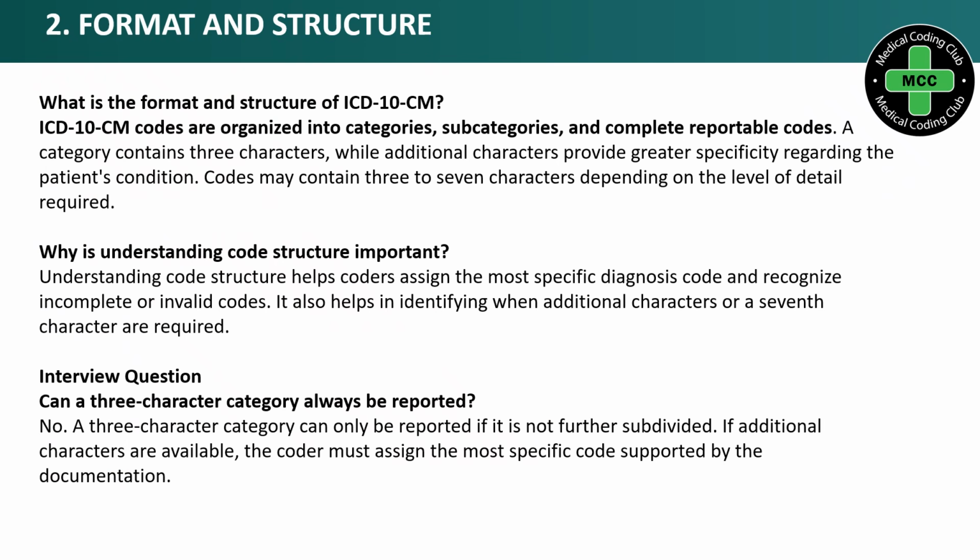Next, format and structure. In our ICD-10-CM book or coding system, codes are organized into categories, subcategories and complete reportable codes. The category contains 3 characters, while additional characters provide greater specificity regarding the patient condition. Mainly here, whenever you see category codes which are not further subdivided, we will conclude them as a complete code.